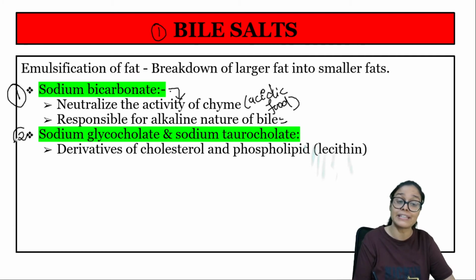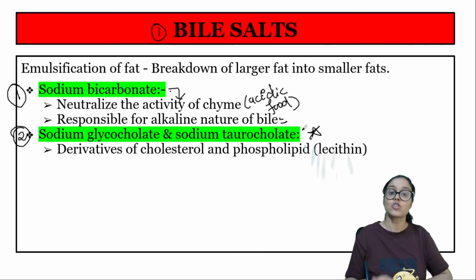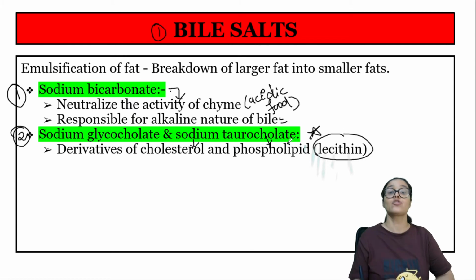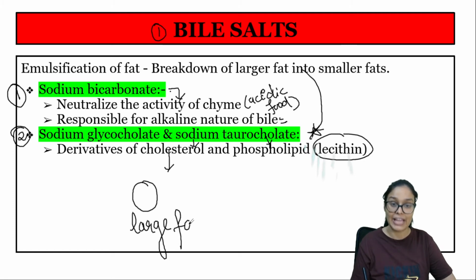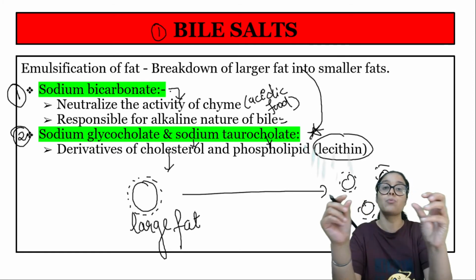But these two salts are so important: sodium glycocholate and sodium taurocholate. This is basically a derivative of cholesterol and phospholipid lecithin. So this salt is its derivative, right? And what is their function? Their function is actually emulsification of fat. Emulsification means they will convert large fat molecules into small fat globules. So around the large fat molecule, bile salt accumulates and these bile salts convert them into small pieces.